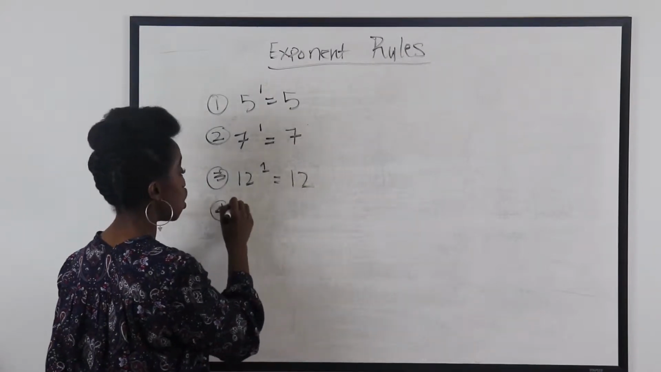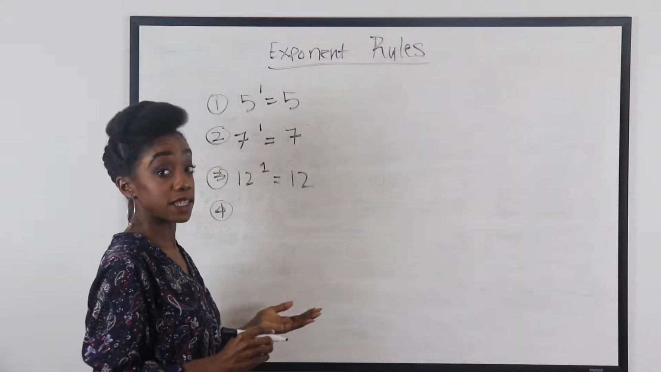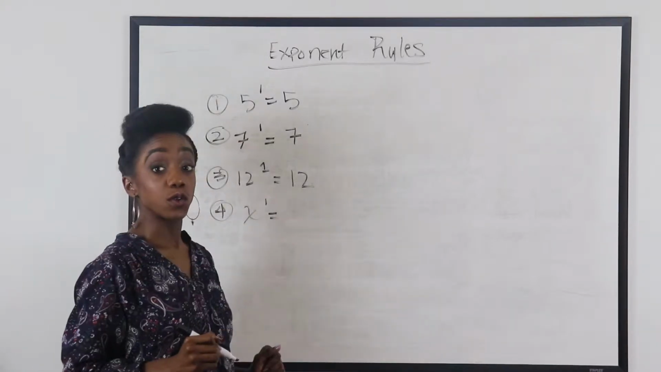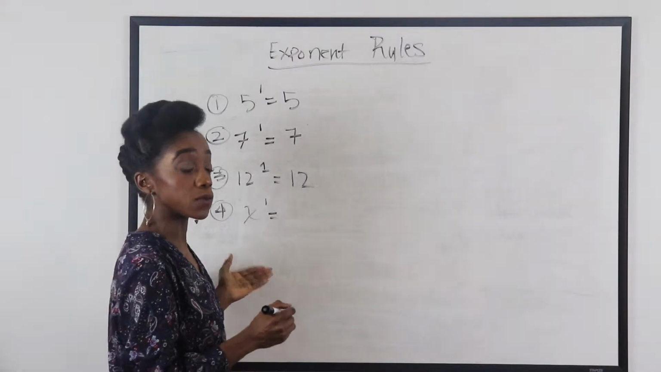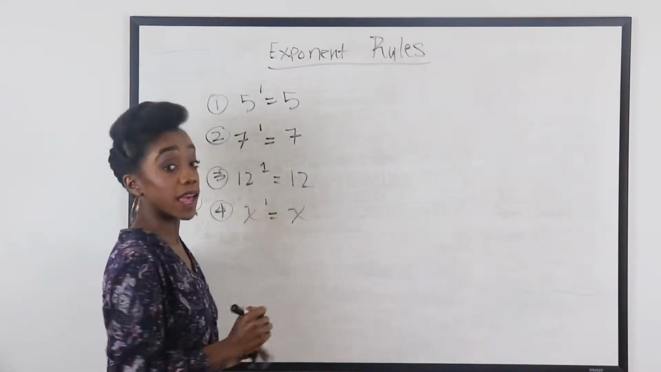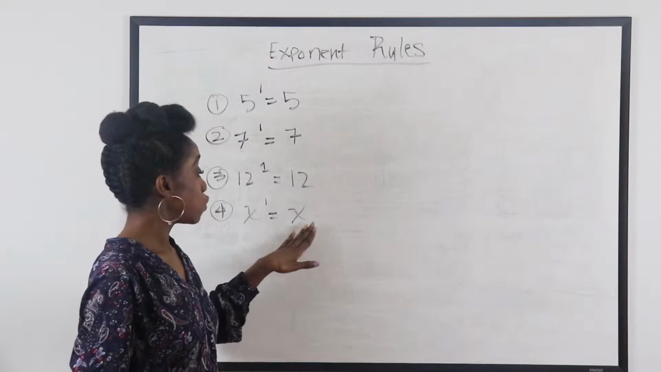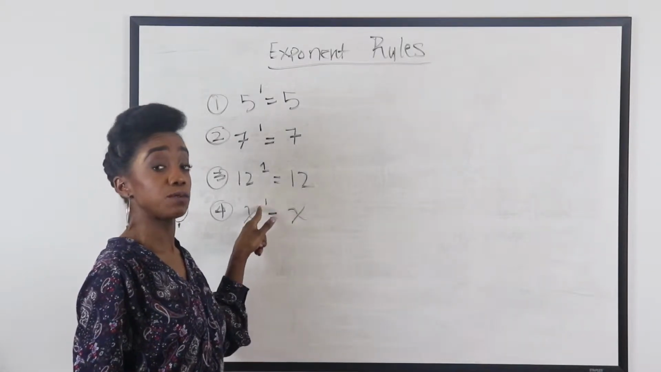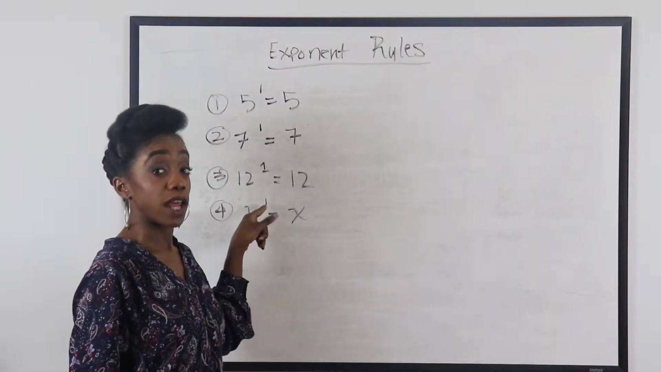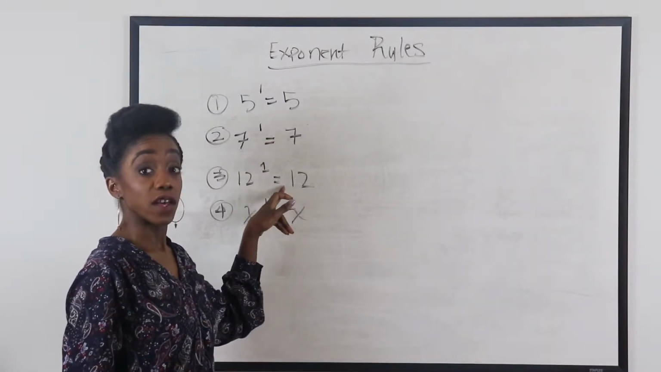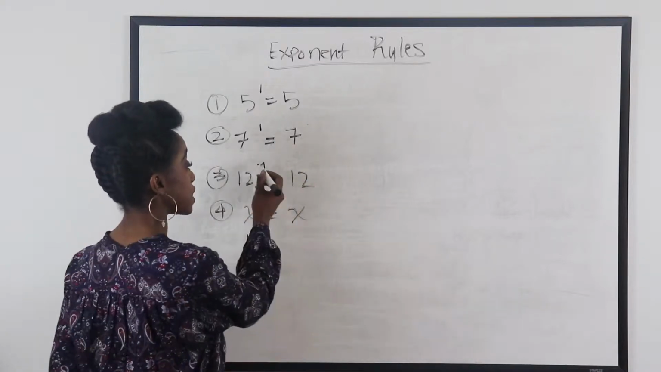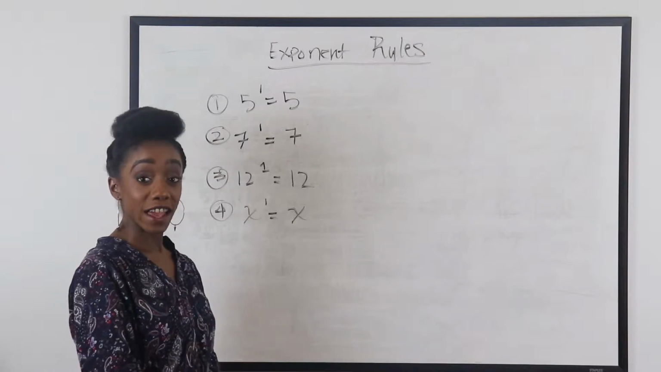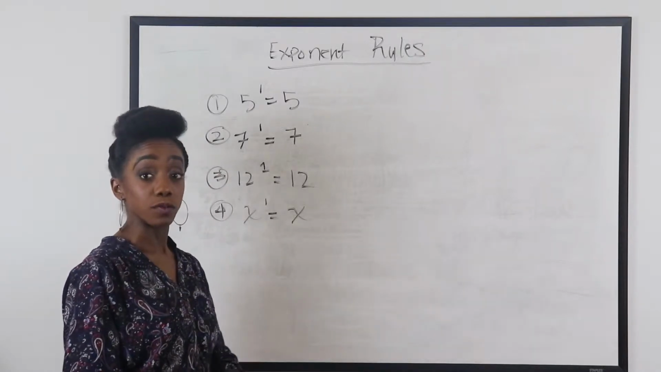And so, once you get into algebra, you may see something like x to the first power. And we know, based on this pattern, that this should be equal to x. So sometimes when you see just x, you should always remember that there is an invisible 1 as its exponent, as with every other number. 12 has an invisible 1 as its exponent, 7 has an invisible 1, and so on and so forth. That is the exponent rule 1.